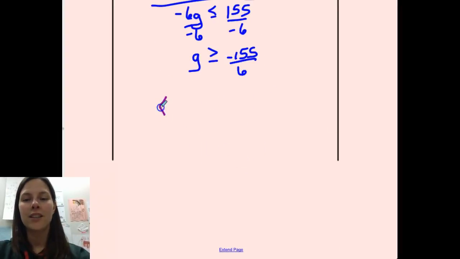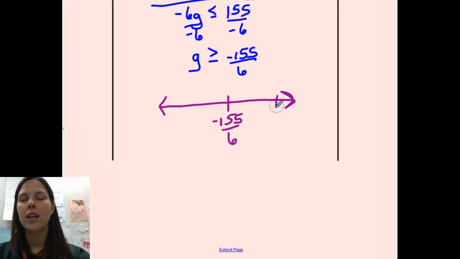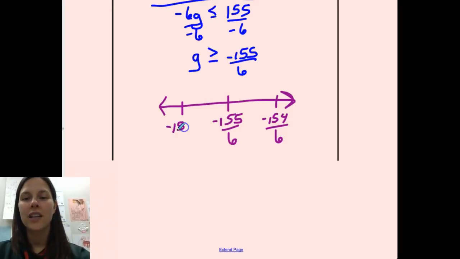Graphing with fractions that are negative is slightly more challenging, just like graphing with integers that are negative is slightly more challenging. So make sure when you do one number to the right, which is larger, the negative values actually look smaller. So it's negative 154 over 6. And then to the left, we have negative 156 over 6. This time we have an or equal to, which is a solid circle, and g is greater than, so we're going to shade off to the right.